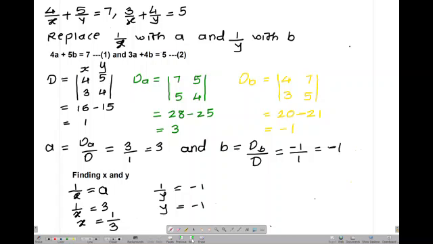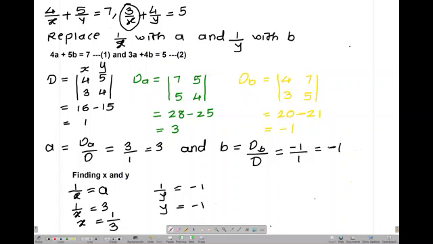So the rule says we need to find the determinants, but to find the determinants the equation looks complex. So let's simplify it. To simplify, we can replace 1 upon x by a and 1 upon y with b. So after doing that, the equation becomes 4a plus 5b equal to 7 and 3a plus 4b equal to 5. And now it's good, we can find the determinants.